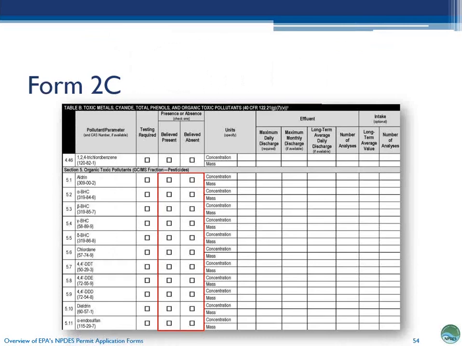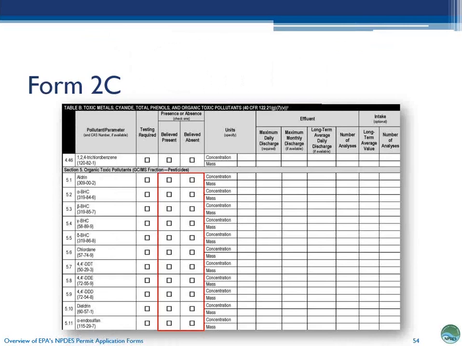Recall from the example on the previous slide that a facility in the electroplating primary industry category is not required to mark testing required for the pesticide fraction. They would still need to mark believed present or believed absent for all pollutants in the pesticide fraction and provide effluent testing data for any pollutants that are believed present.